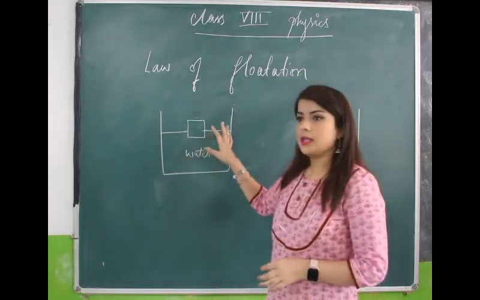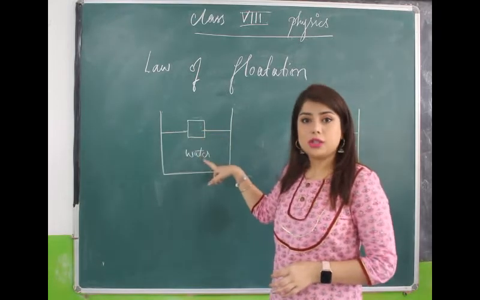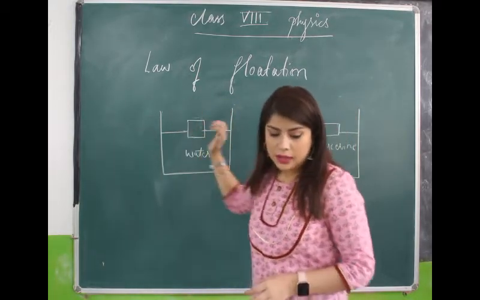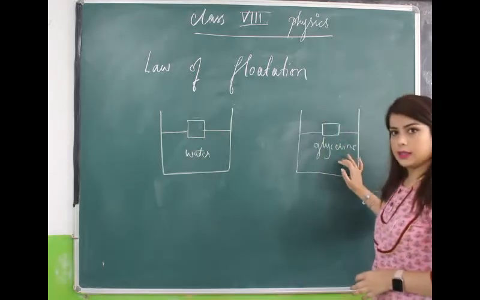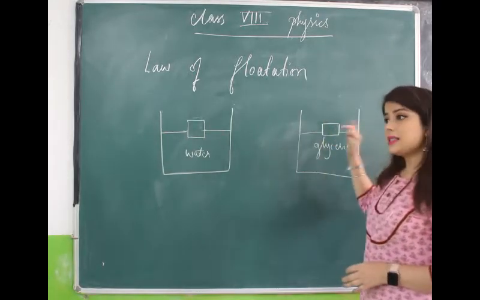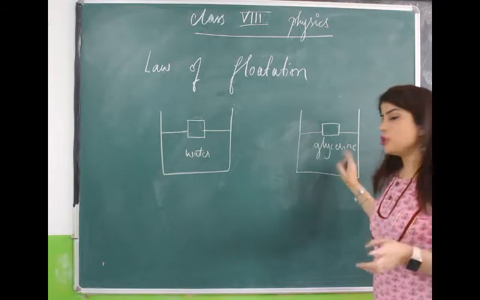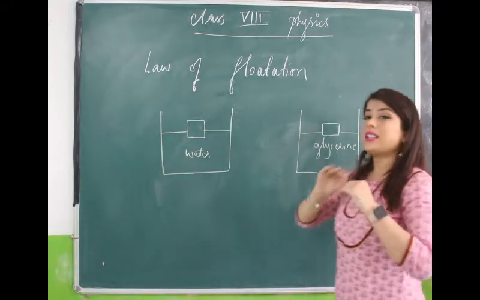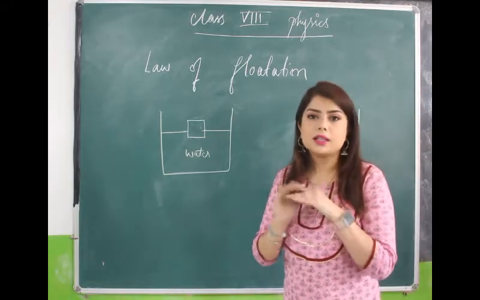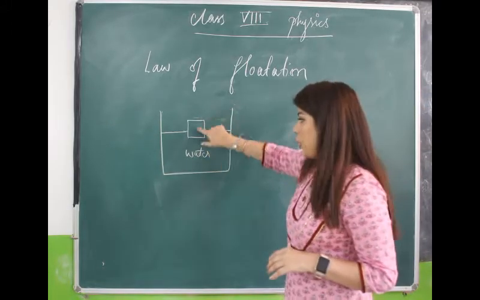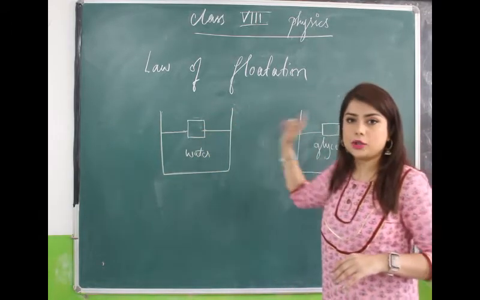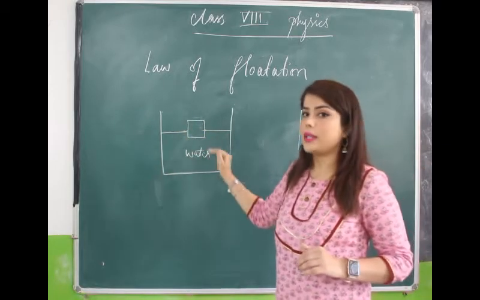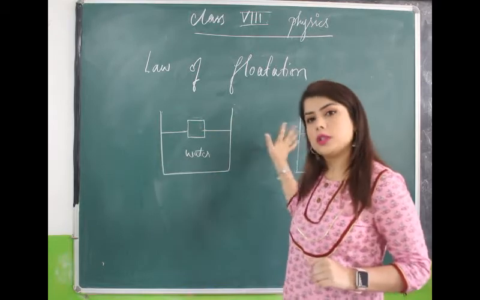In this part, the density of this wood is less than the density of water. That is why it is at the top. And even in this case, the density of this wood is less than the density of glycerin. That is why it is remaining at the top. This is the first thing. If it is sinking, we should understand that whichever object is at the top has more density than the object which is at the bottom. This is the first conclusion.